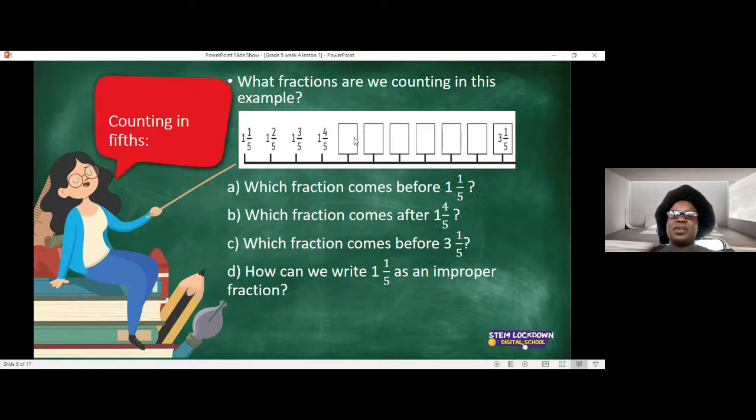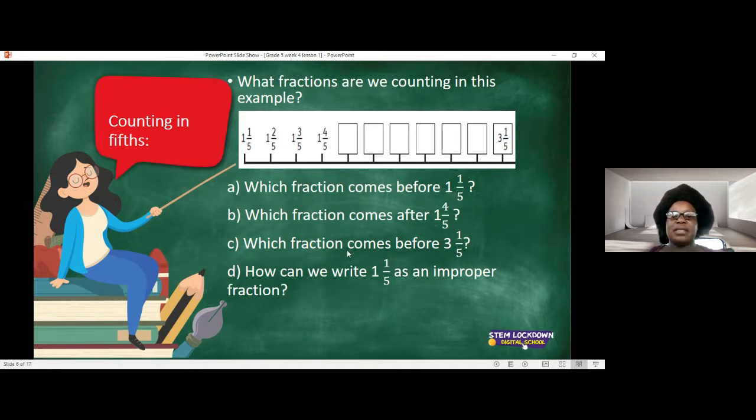When we are done with the lesson, you see why there are blank spaces. I want you to go and do your own number line using the same fractions, and then you fill in. That is your homework for today. I didn't fill it in for you because I want you to go back and practice.